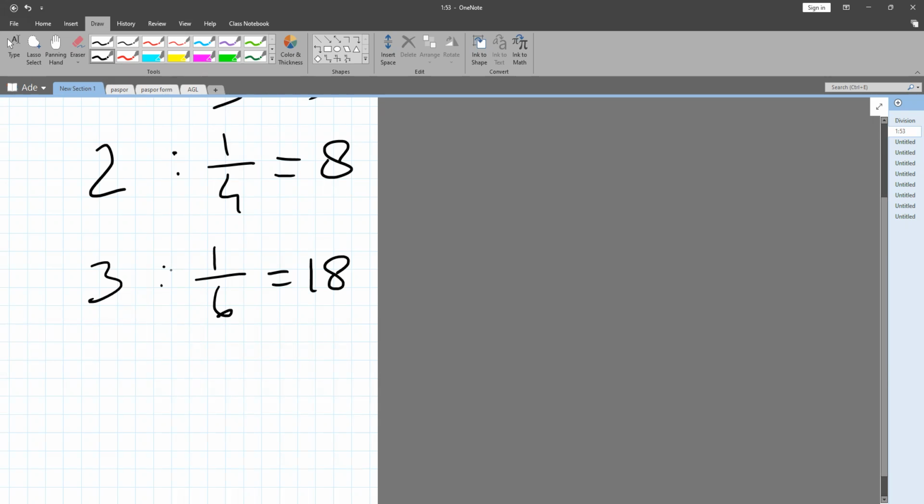Now this one is a bit harder. 3 divided by 2/3. Oh, actually, I should give you a bit simpler. Maybe, let's say 4.